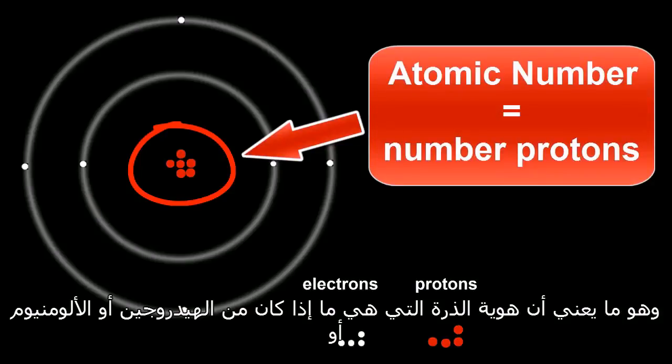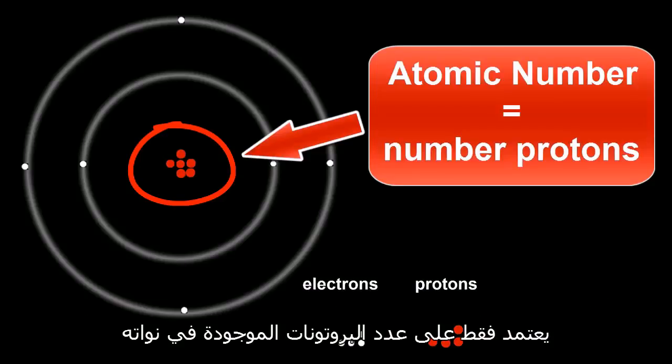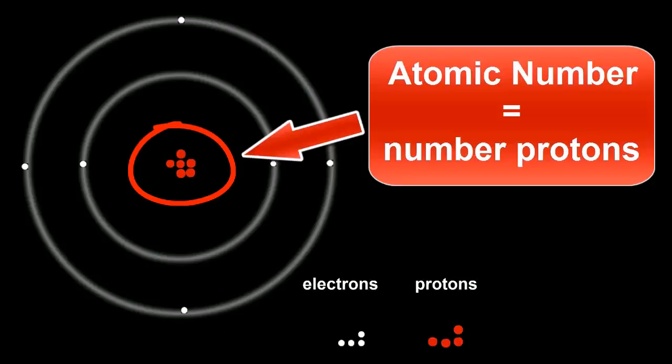It means that an atom's identity, that is, whether it is hydrogen or aluminium or gold, depends only on how many protons are in its nucleus. The atomic number of an atom is equal to the number of protons in its nucleus.